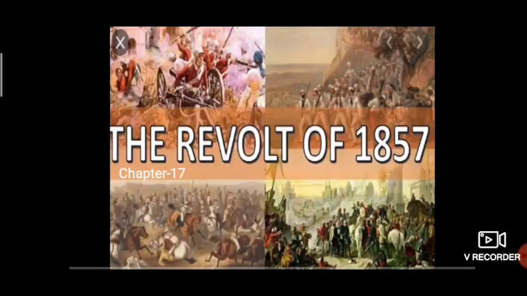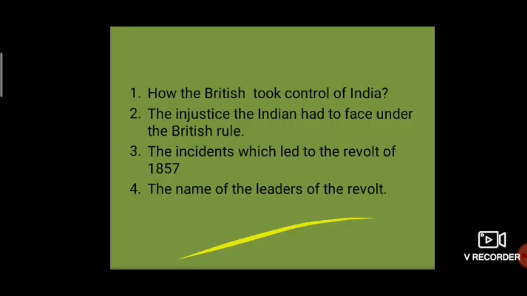Dear students, this is your chapter number 17, The Revolt of 1857. This chapter is very important and very interesting. The Revolt of 1857 is considered one of the most important chapters in the history of India. It is also regarded as the first war of independence. So let us start with the chapter.